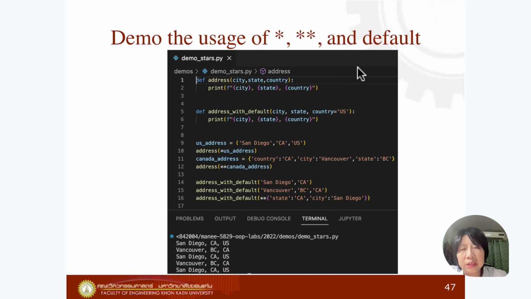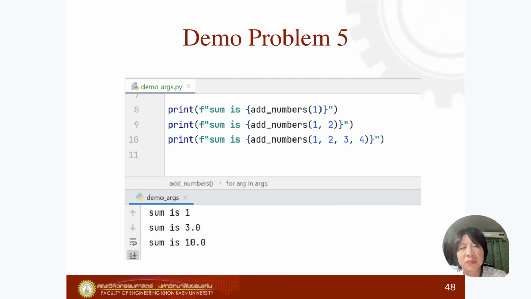And this also is a demo of the usage of star and star star, and also with default values. And this is demo problem 5. In this problem you're gonna learn how to use star arguments in order to add any number of inputs inside the function definition parameters.